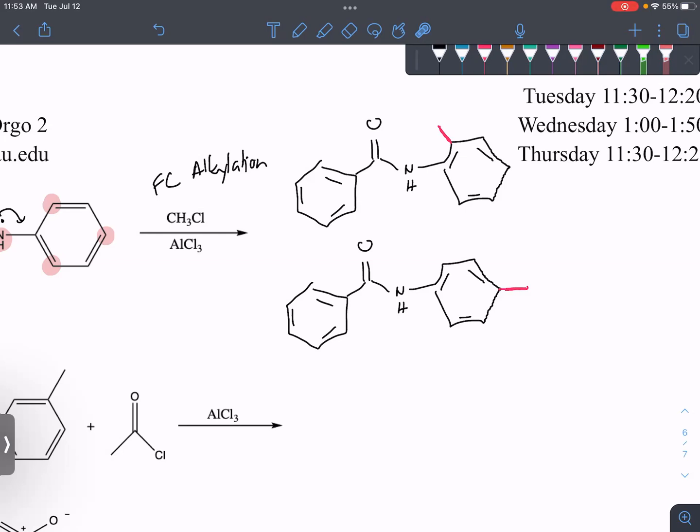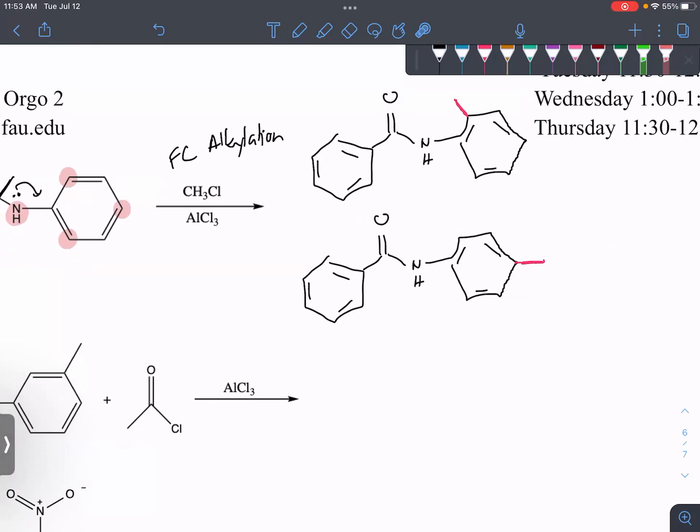And how do we know that we were adding a methyl here? In the final product, I added a methyl, but where did that come from? CH3Cl. Remember in Friedel-Crafts, the AlCl3 cuts off the Cl and replaces it with the carbocation. So our reactive species, our electrophile in this reaction, is CH3 plus.